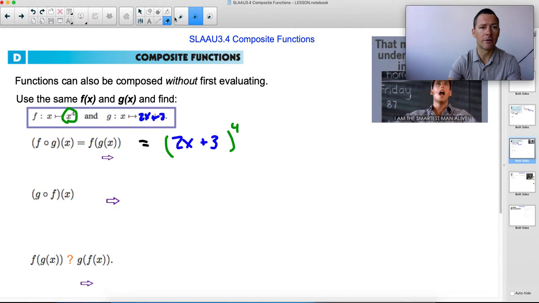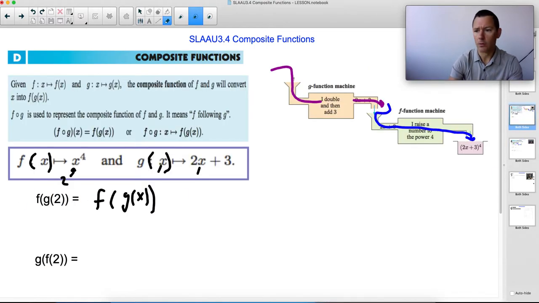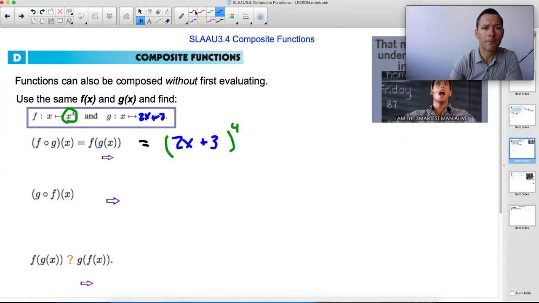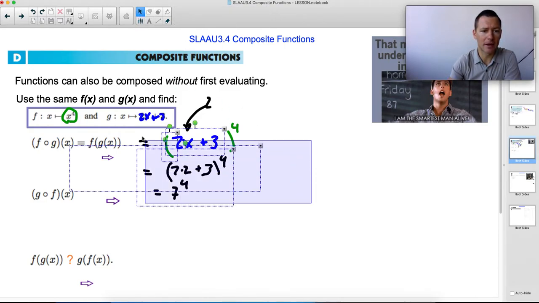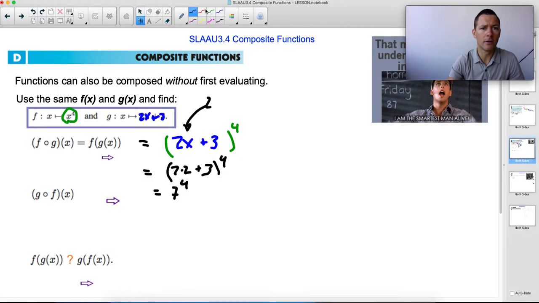And you can put in values now, like if we did 2. If you put a 2 in there, you get out what we expected before. 2 times 2 is 4 plus 3, so 7, and 7 to the 4th. Yeah? We got that same idea with this one.